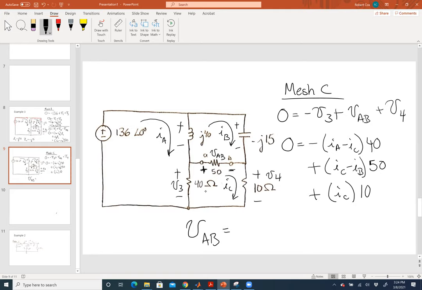Yeah, once I have the currents, it's easy. IB minus IC times the resistor value. Almost. IC minus IB. IC goes into the plus terminal, times 50. All right, so it's all about the signs. That's why I say take it slow and you'll get it right.